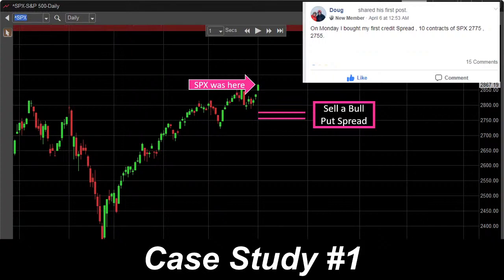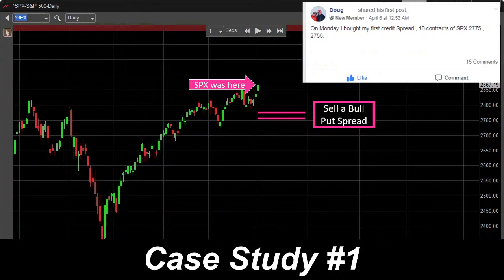All right, and look at all that room. And that's perfect. If you can get it below an area of support, the S&P has all of this space to move. So it can go from 2,867 all the way down to 2,775. That's like 90 points, right? That's a big move. I should say a big cushion for you.